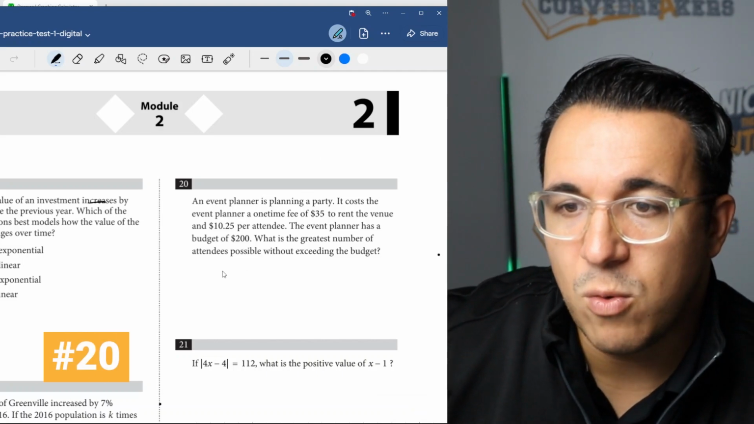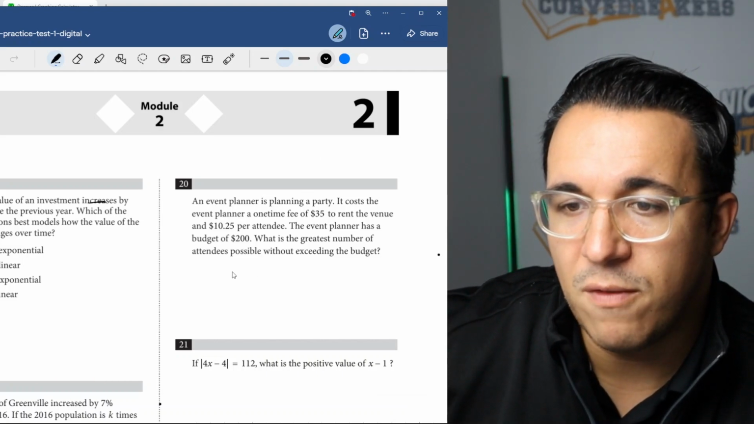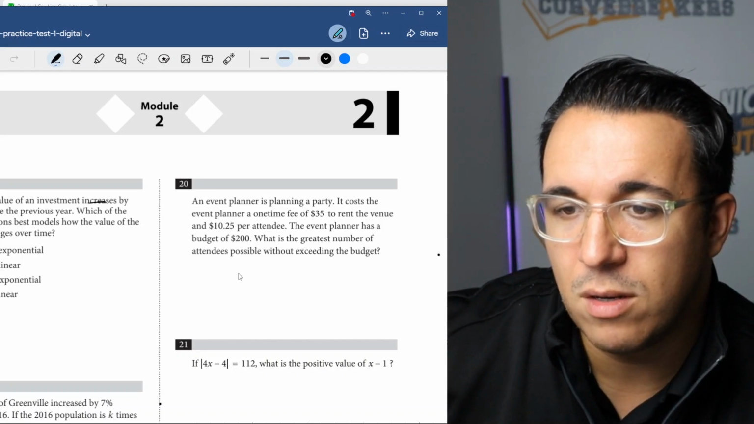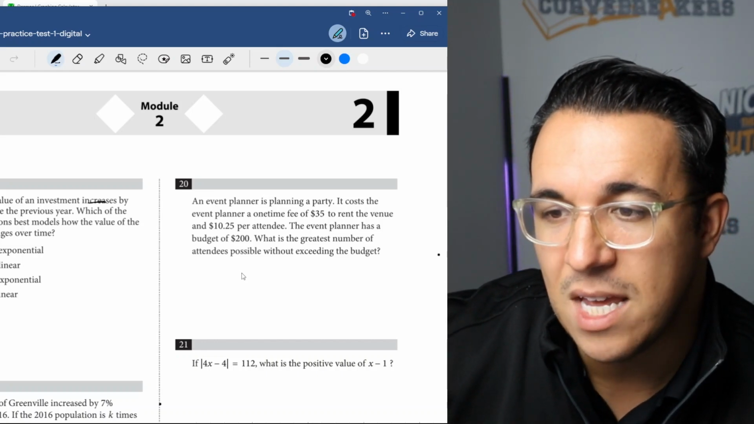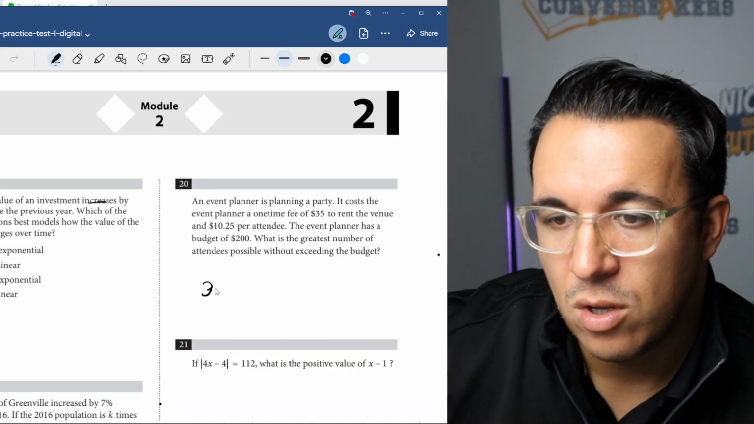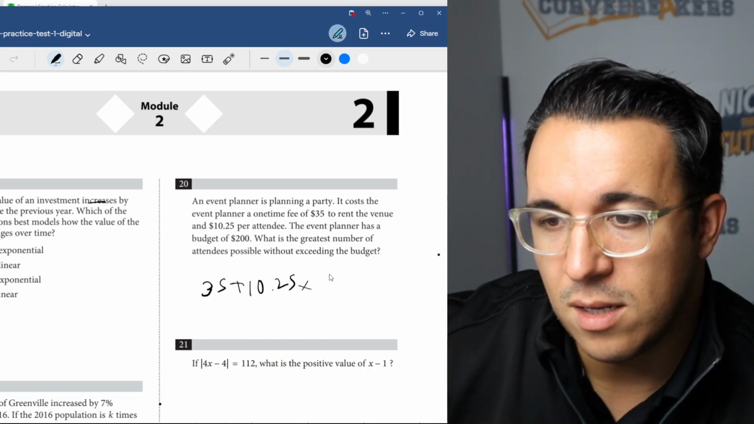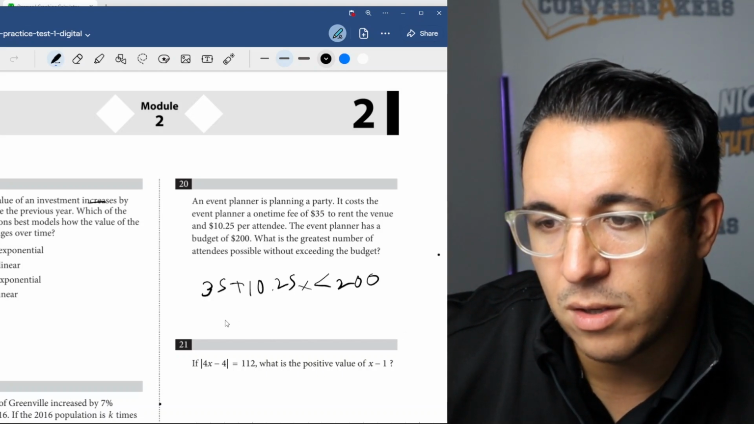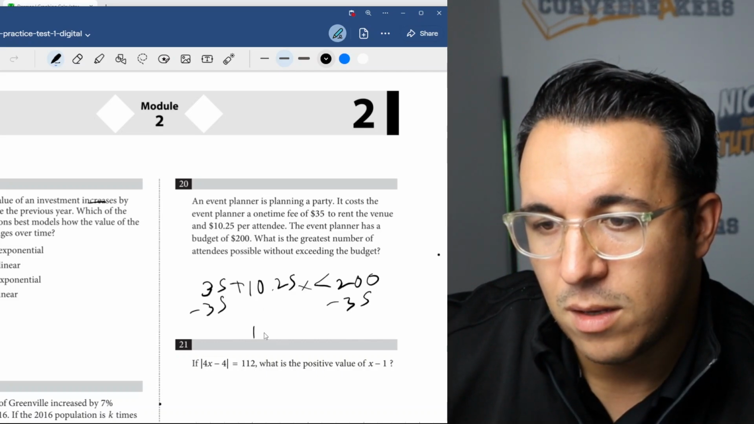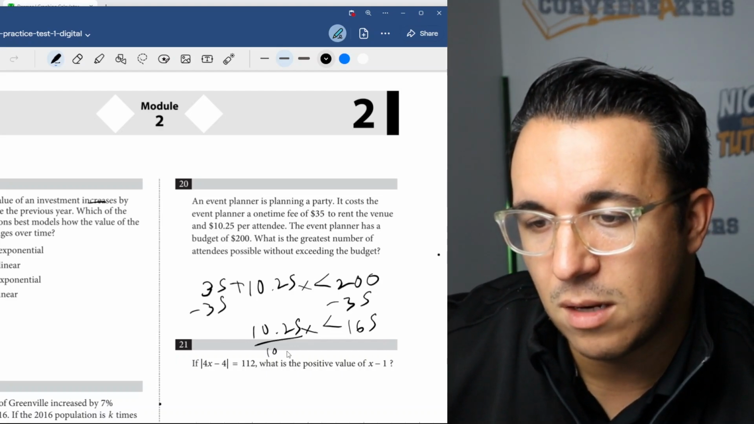All right, let's get into number 20. An event planner is planning a party. It costs the event planner a one-time fee of $35 to rent the venue and $10.25 per attendee. With a budget of $200, what's the greatest number of attendees? So we're going to do 35 plus 10.25x is less than $200. So we subtract 35. 10.25x is less than 165. So here, let's divide by 10.25.